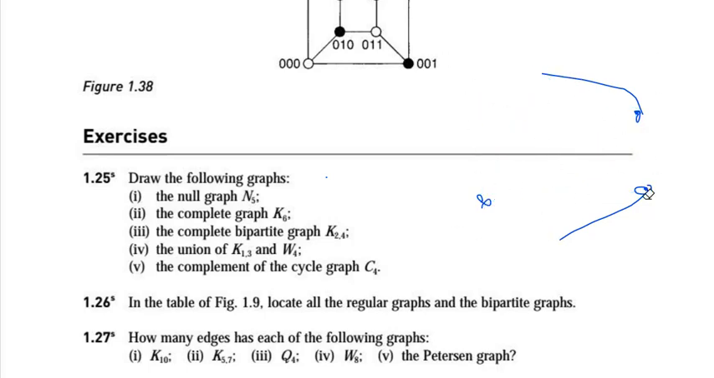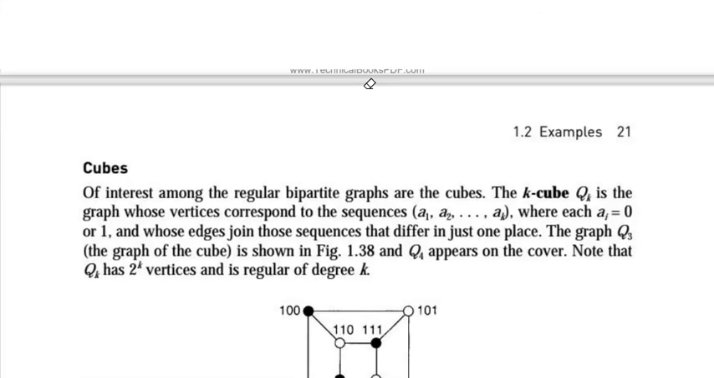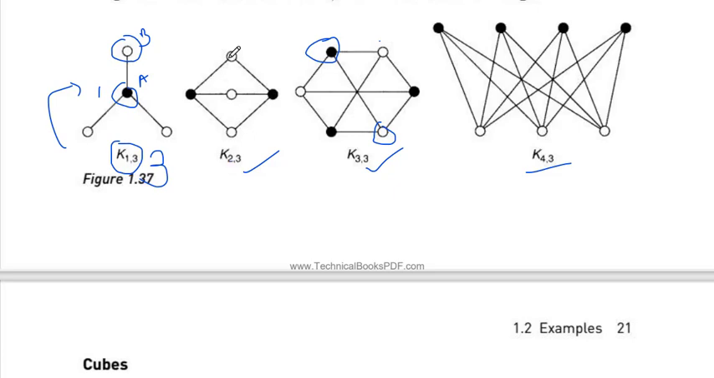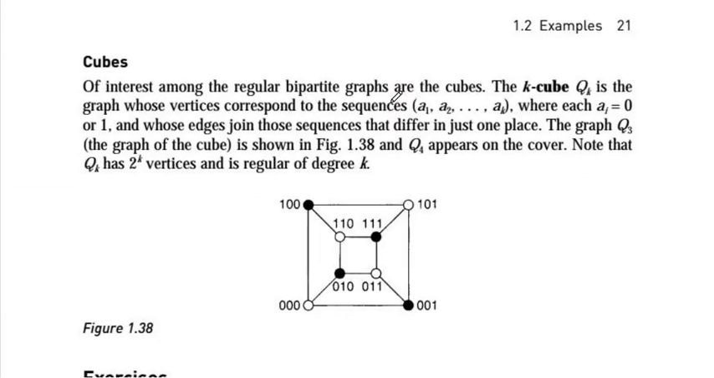Then the complete bipartite graph K_2,4. You can draw this: this is a K_2,3. You can add one more white vertex here. So this is a K_2,4. You can make it like this.